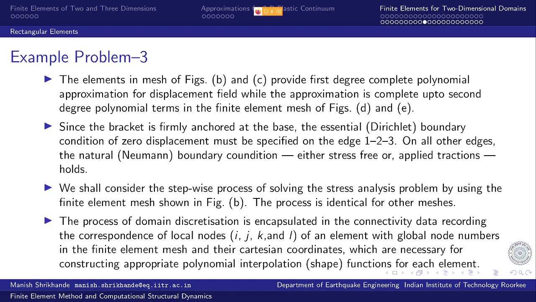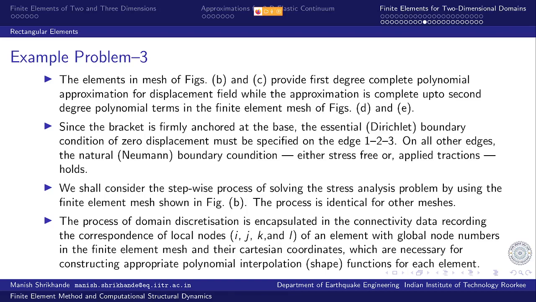The process of domain discretization is encapsulated in the connectivity data recording the correspondence of local nodes. Now we define the element level equilibrium equations. The individual elements are defined in terms of local nodes because of the processing in the program, the computational engine that we have. The computational engine doesn't know which node has which number in the finite element mesh. So the computer code is developed according to its own internal numbering.